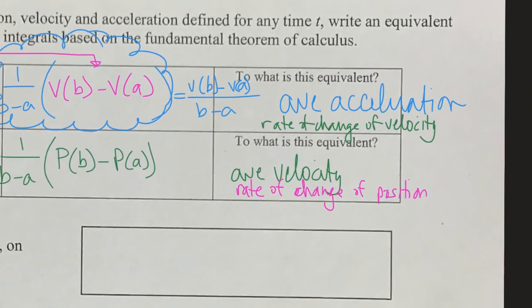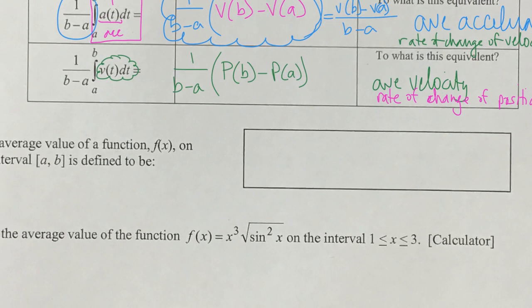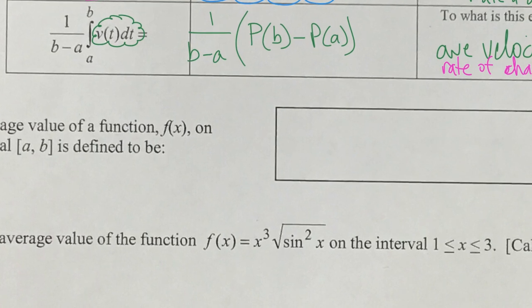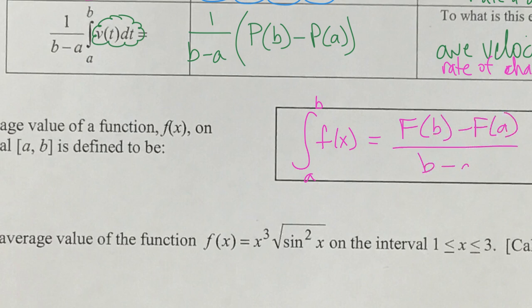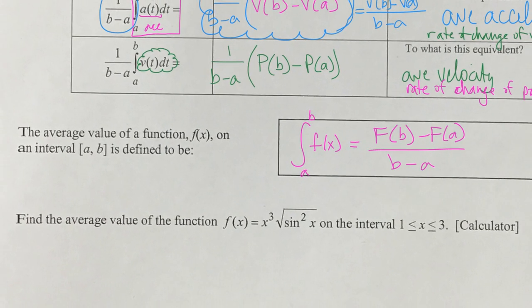So we're making connections between the integral and the average rate, which is why these are all average value problems. In general, if we want to find the average value of a function on a closed interval, that would be the interval from A to B. That is the function evaluated at B minus the function evaluated at A over B minus A. So that is the average value of a function on a closed interval.